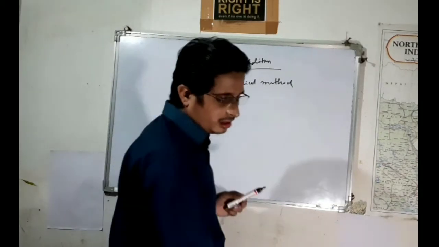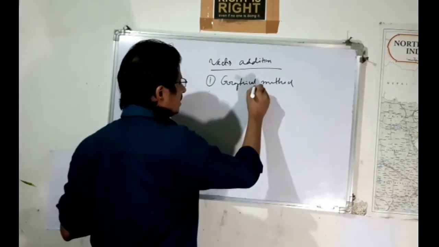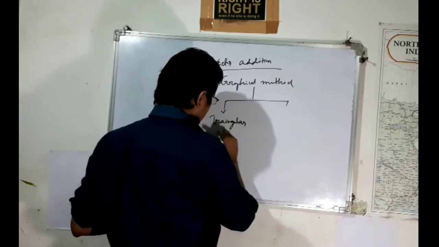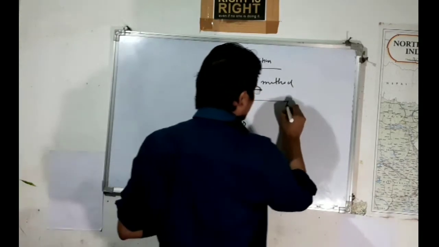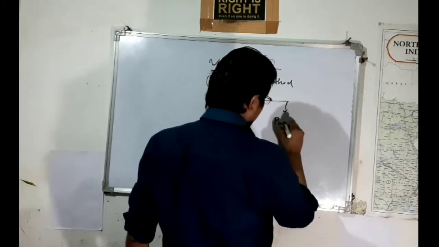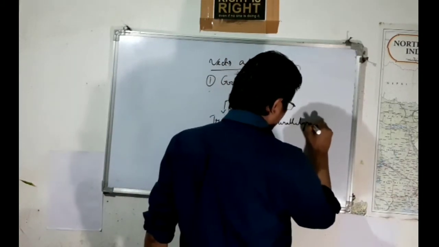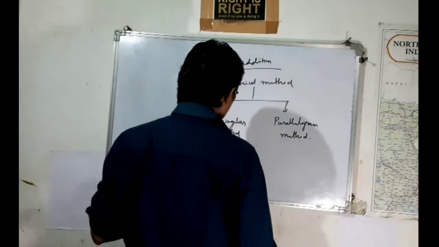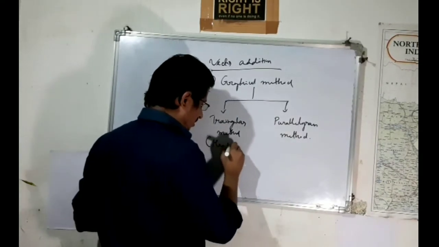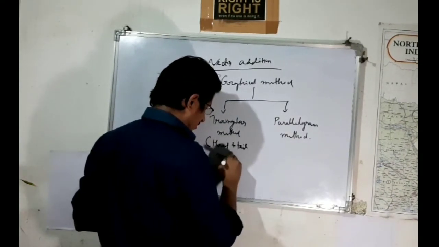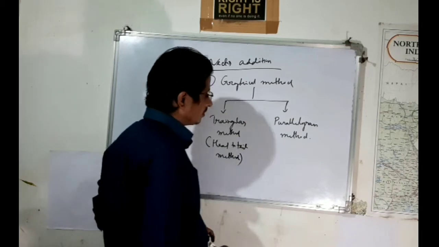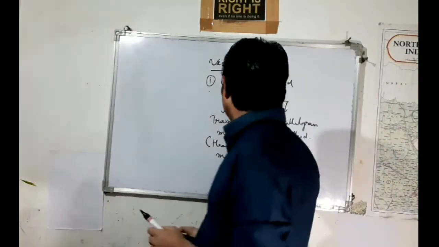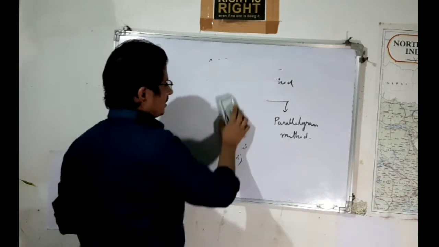The graphical method contains two kinds of methods. One is known as the triangular method and another is the parallelogram method. The triangular method is sometimes known as the head to tail method. Now we study the triangular method. So what is the triangular method?